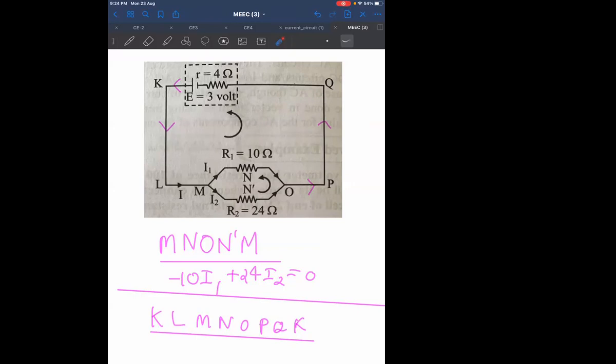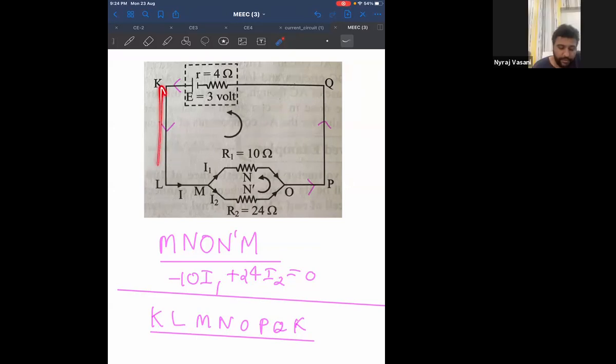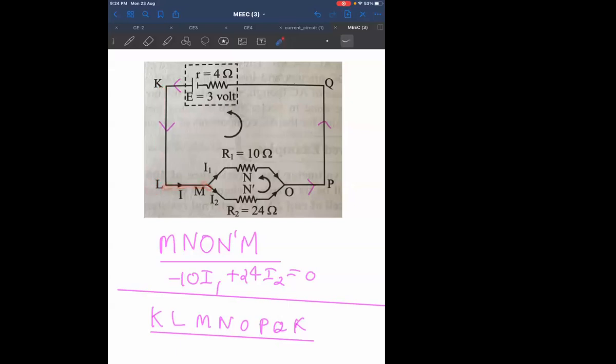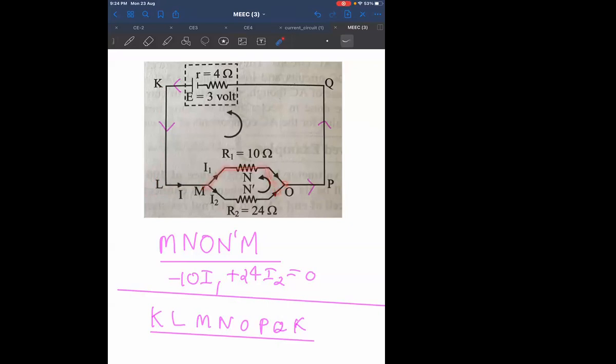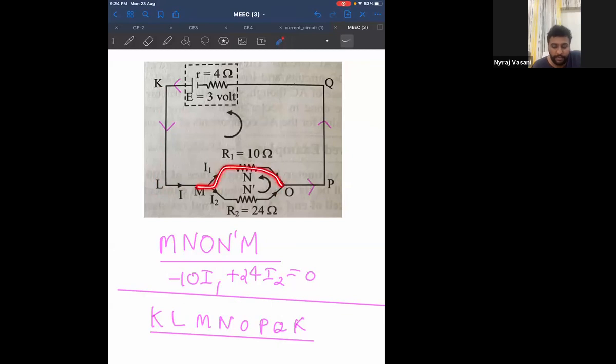From K to L, there is nothing, correct? From L to M, nothing. M, nothing. Then directly it is minus 10 I1. Correct. Now listen to this, everyone. From M to O, I can write minus 10 I1 because you have done it in the previous loop itself. From M to O, it will become minus 10 I1, correct?